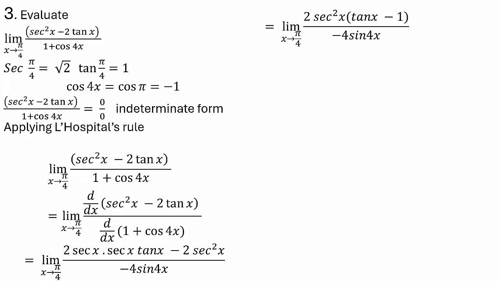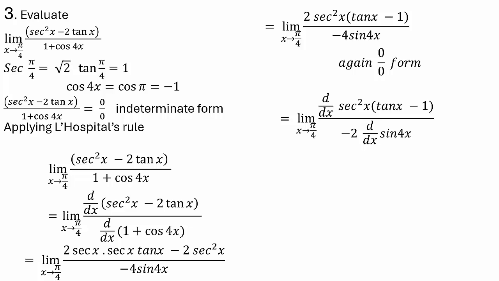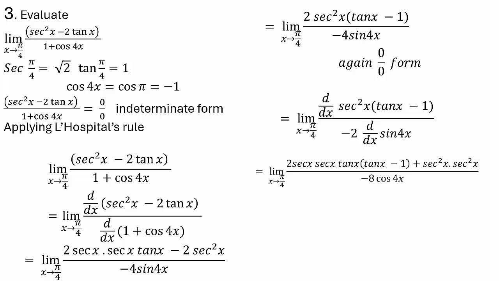equal to limit x tends to pi by 4 of 2 sec square x, which can be taken common, (tan x minus 1) divided by minus 4 sin 4x, which is again 0 by 0 form. Therefore, applying L'Hospital rule, we will get limit x tends to pi by 4 of d by dx of (sec square x into (tan x minus 1)) divided by minus 2 into d by dx of sin 4x. Applying UV rule for finding derivative of numerator, u into derivative of v plus v into derivative of u.